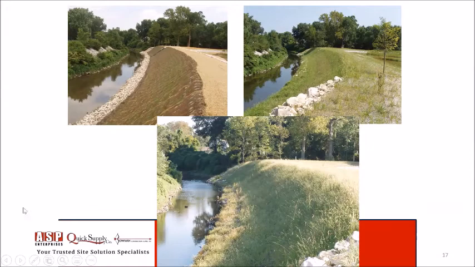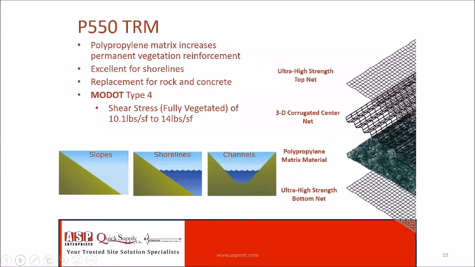And then you get the high end of the scale on the TRMs, at least in this scope of it, is the 100% synthetic, the polypropylene. So the erosion value goes up. SC250 maxed out at like 10 pounds of shear stress, fully vegetated, where P550 will max out at like 14 pounds of shear stress. So it just brings better erosion controllability.